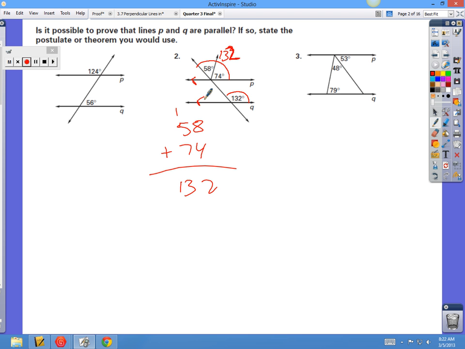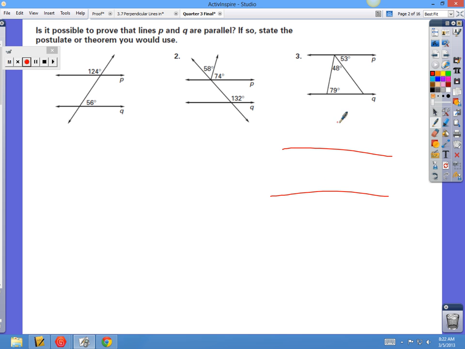So the answer is yes, and the exact same reason as number one. Okay, number three looks probably like it's going to be the toughest. If you look at your own picture, here's what they want you to look at. They want you to look at these two angles right here. So the consecutive interior angles, and what you know, if your lines are parallel, consecutive interior angles always add up and give you 180. They're supplementary.